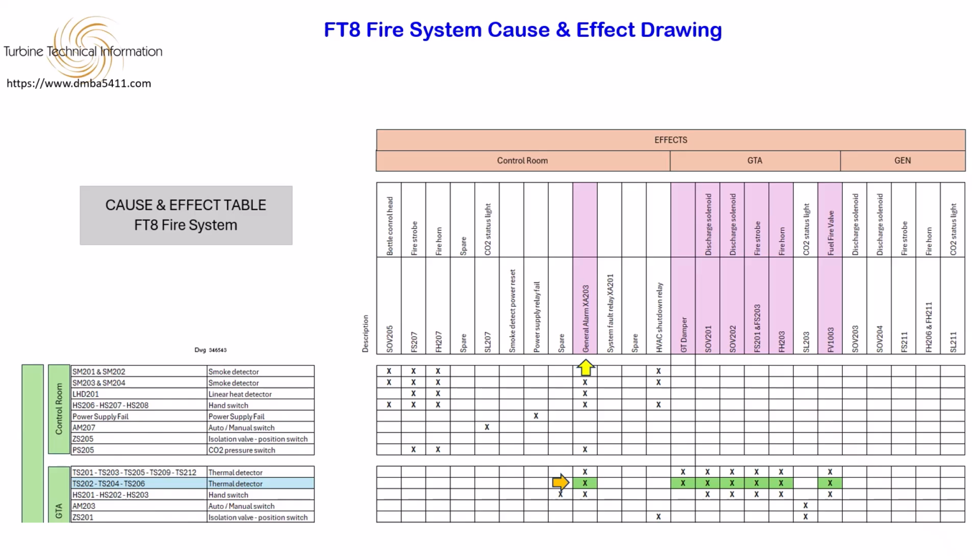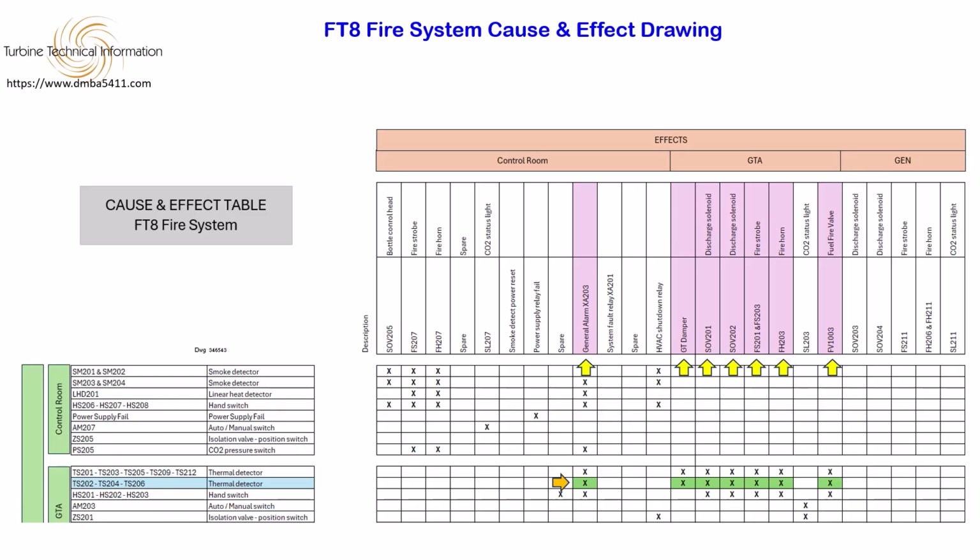At the gas turbine location, several additional actions occur. The enclosure dampers shut closed, trapping the carbon dioxide inside the enclosure to smother the fire. Both fire bottle discharge solenoids, SOV201 and SOV202, are energized, initiating the carbon dioxide discharge. At the same time, the fire strobes and fire horn are activated, and the fuel fire valve FV1003 is de-energized, causing the valve to close, and remove the fuel source.